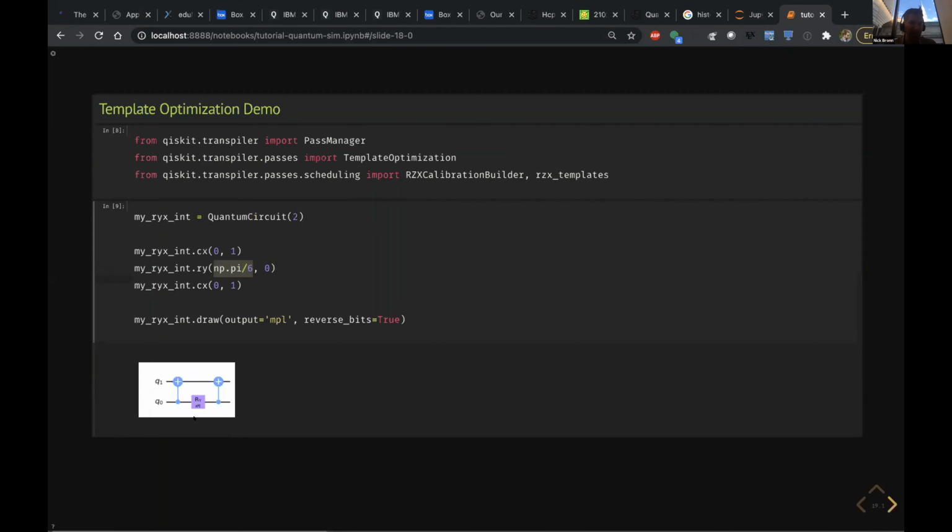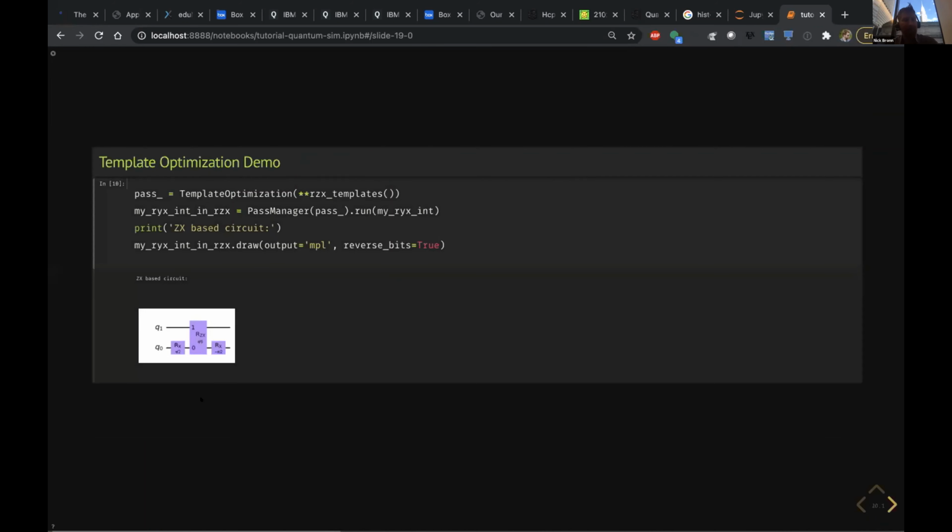And this is really what I'd like to highlight. You can see the angle pi/6 here on the single qubit interaction, and here the pi/6 is on the 2-qubit interaction. And this becomes very important because the 2-qubit error rates are much higher than the single qubit error rates.